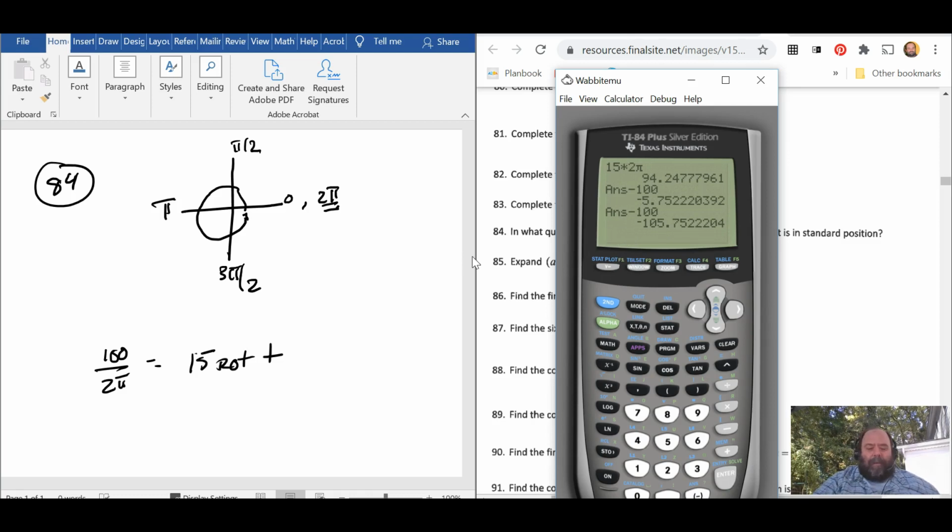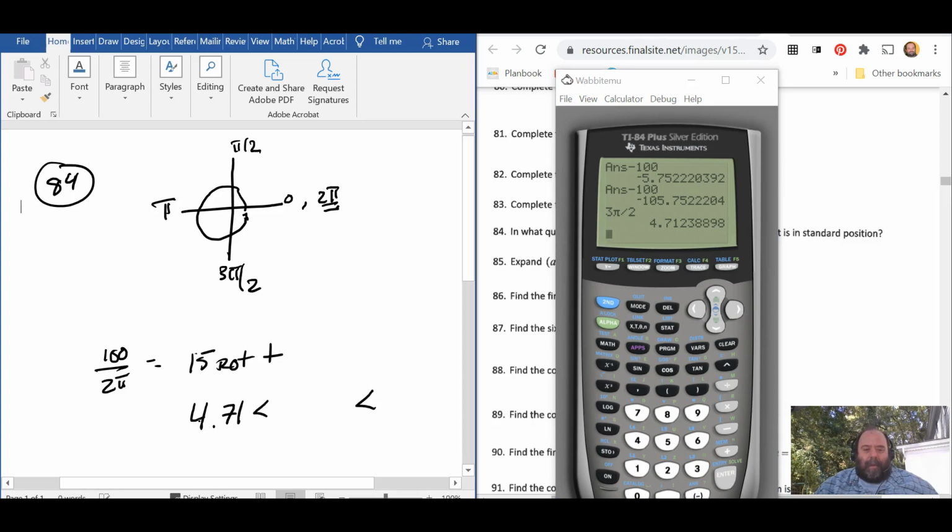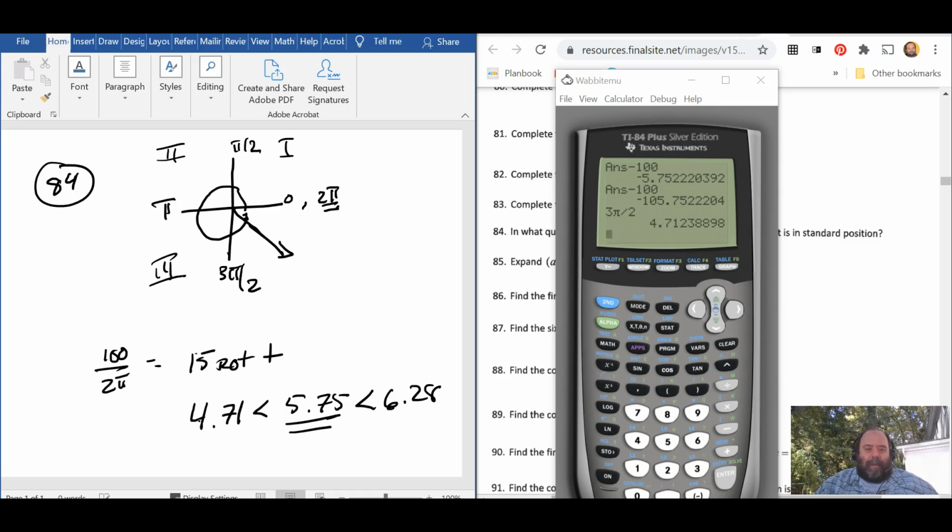So remember, 3 pi over 2 is approximately 4.71, right? And 2 pi is approximately 6.28. So that 5.75 definitely sits in between those, which means that my terminal angle is going to be somewhere around here, which is quadrant 1, 2, 3, 4, lands in the fourth quadrant. Huzzah. All right, so there we go. That's problem 84.